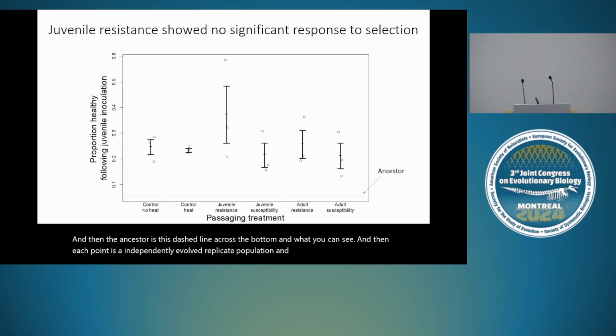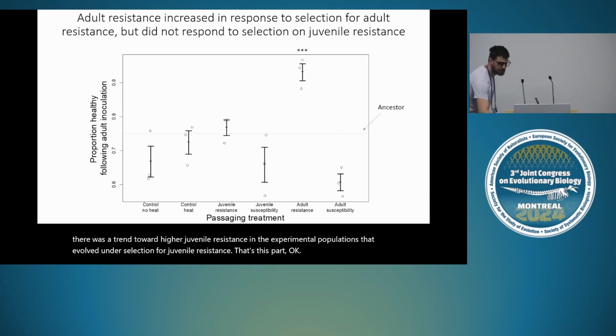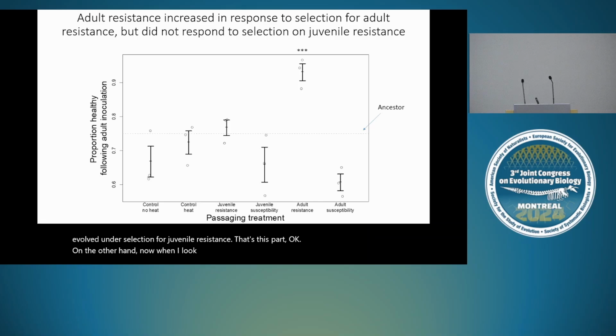And what you can see is that there was no significant effect of experimental evolution treatment on juvenile resistance, although there was a trend toward higher juvenile resistance in the experimental populations that evolved under selection for juvenile resistance. That's this bar.